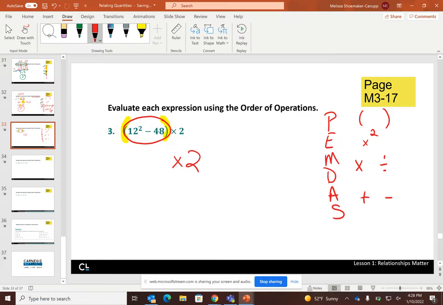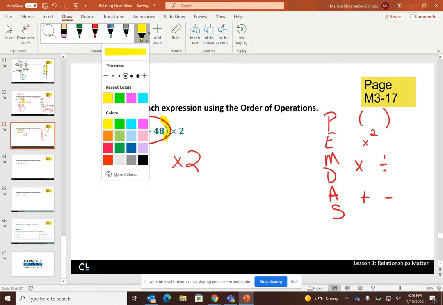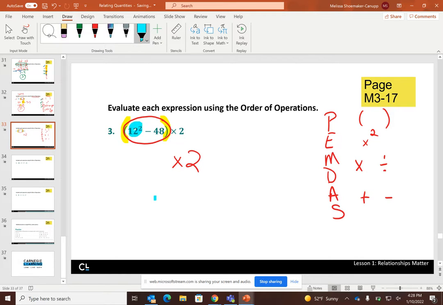Now, inside the parentheses, I have to kind of go through my PEMDAS and see what I should do first. Okay, and my second item in PEMDAS is exponents. So I can see that I have actually an exponent to worry about here. I have 12 squared. Now we have to understand that that's 12 times 12. And if you know those math facts, that's going to be 144. Then I have to subtract 48.